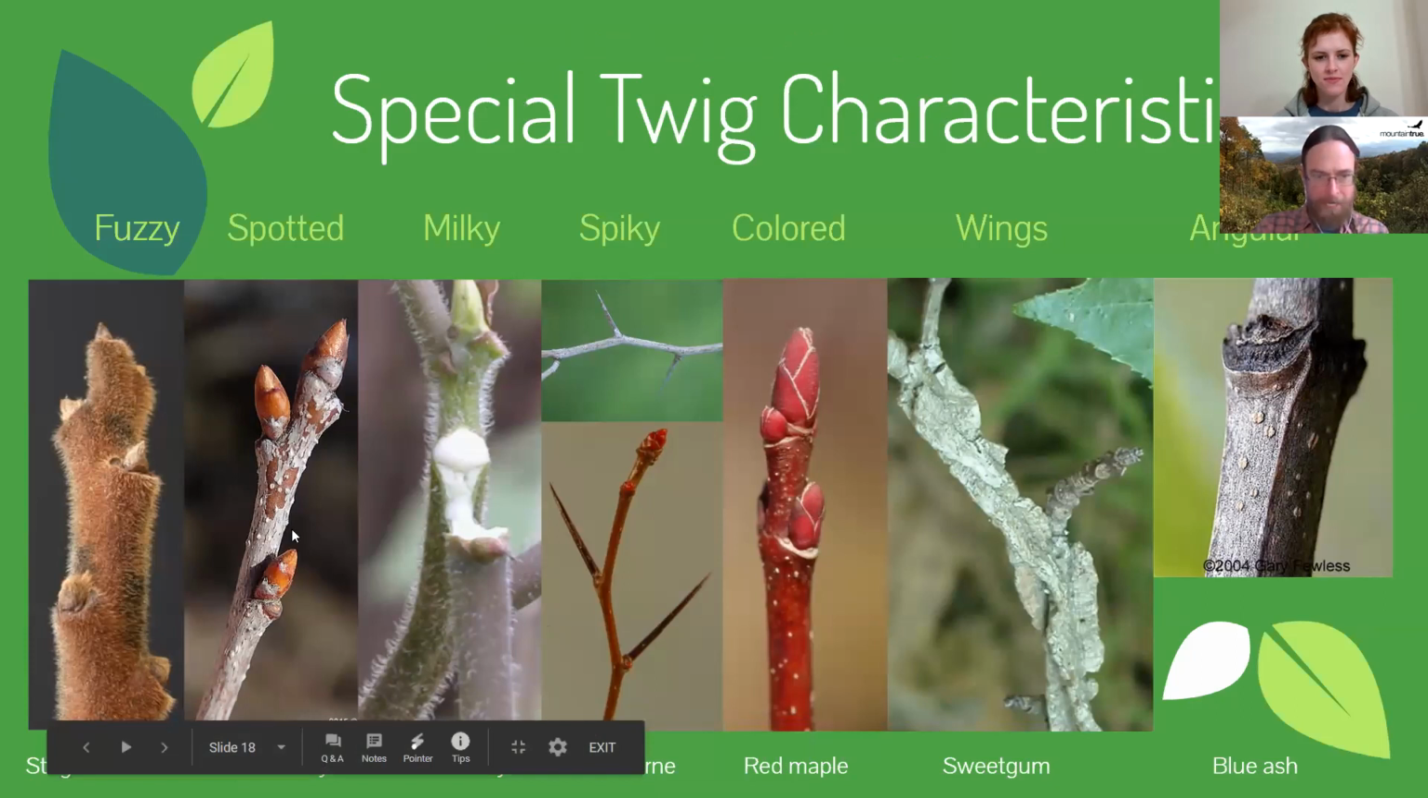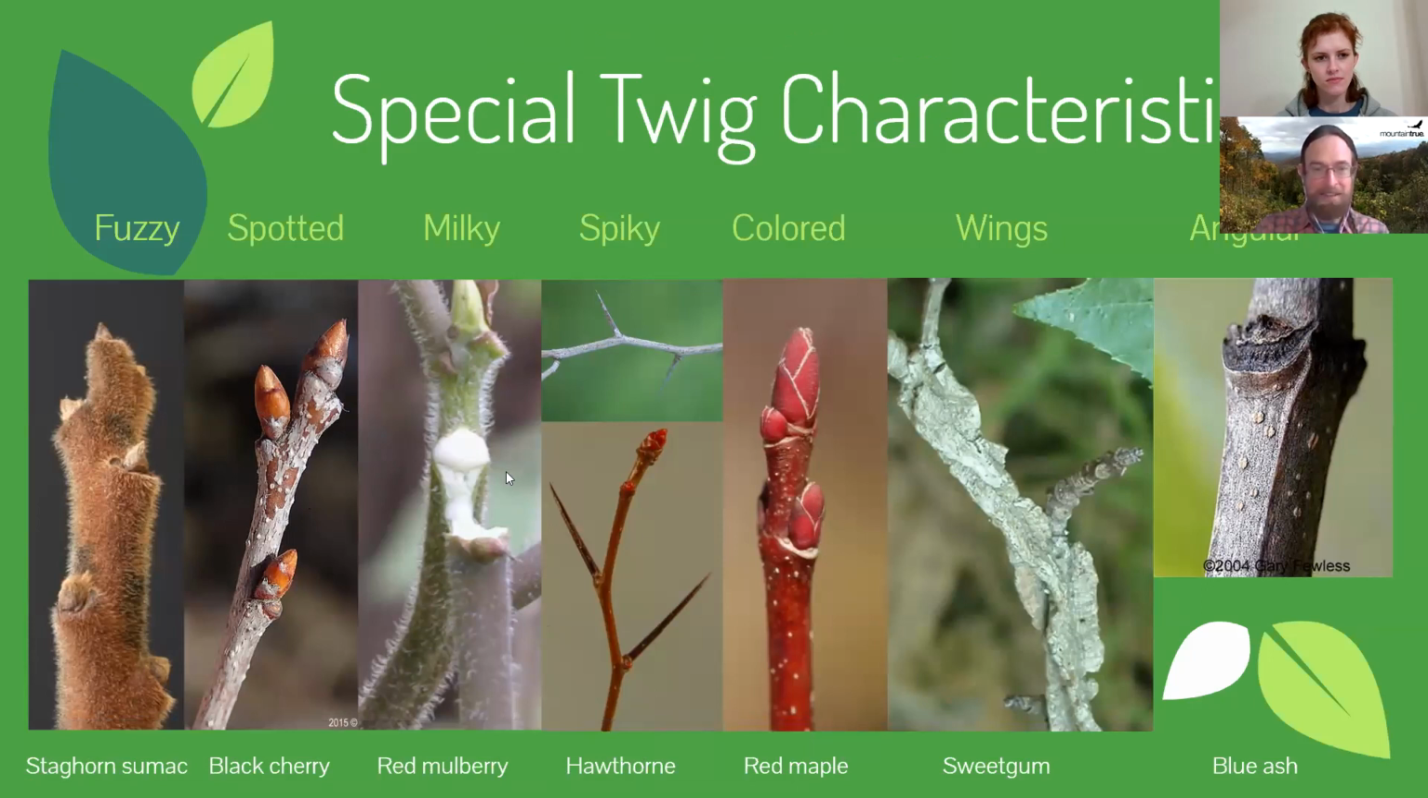So like this black cherry here, it has kind of a scaly texture. Not all of them will. Mulberry is going to have milky sap. There's going to be a certain number of trees around here with milky sap. Most of them are going to be kind of a clear latex, but mulberry has a very milky latex.